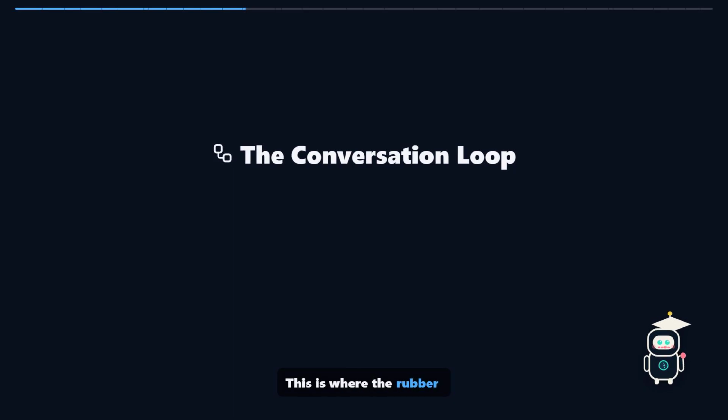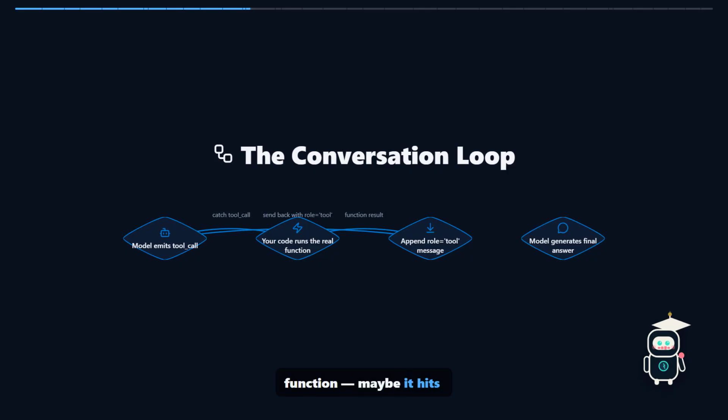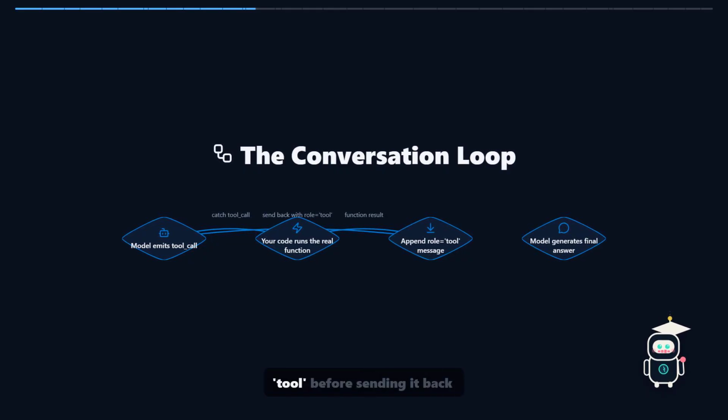This is where the rubber hits the road. The model spits out a tool_call object. Your code runs the real function. Maybe it hits a weather API and gets a result. But here's the trap that catches newbies. You must append that result as a message with role tool before sending it back to the model. Skip that, and the model has no clue what happened. It's like expecting the AI to read your mind.